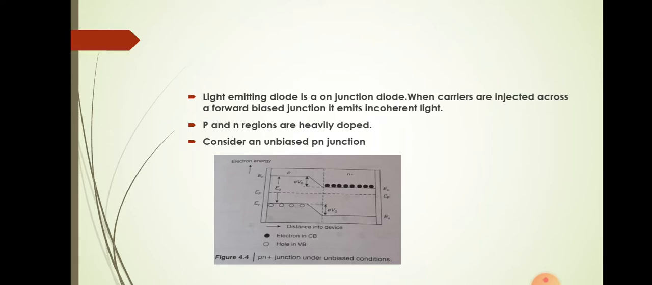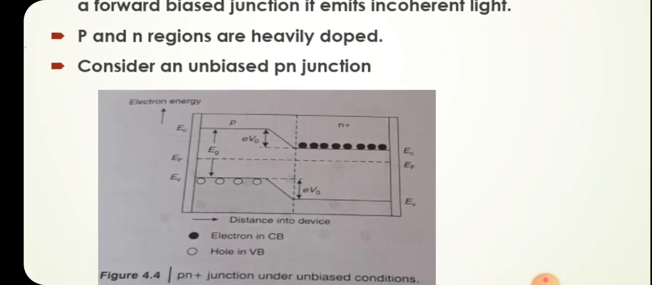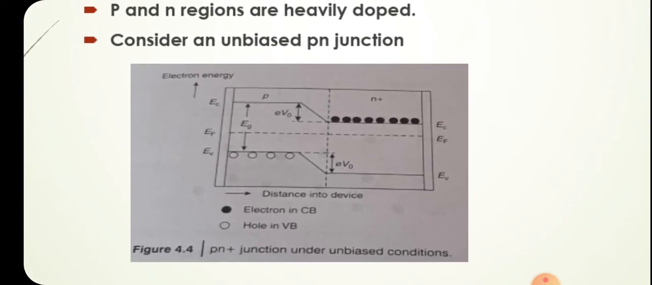So let us go to the details of this. First of all, let us consider a PN junction. In the making of an LED, the P and N regions are heavily doped. Here in the figure, a PN junction is shown, and the different bands in the P and N regions are marked. You can see that the P region is on the left side, and the N region is on the right side.